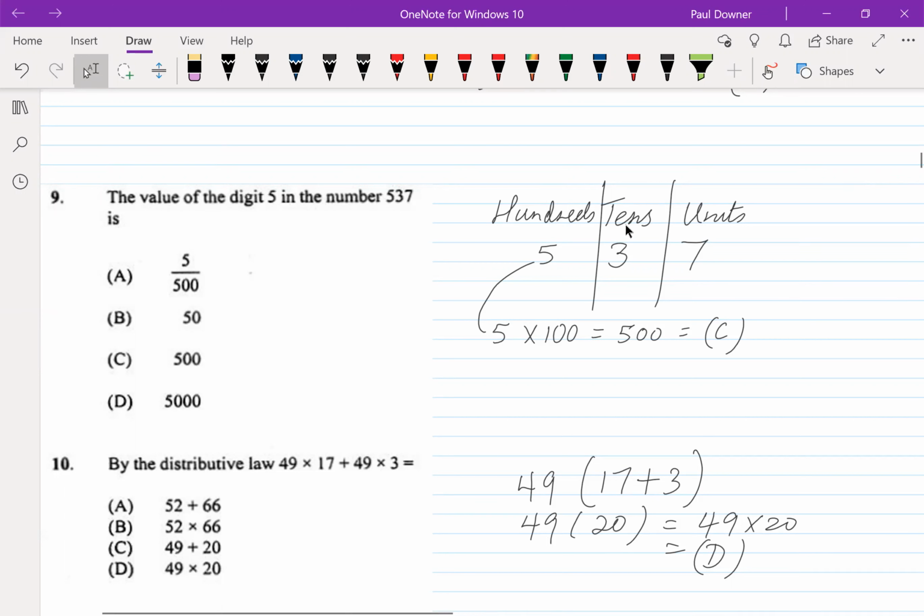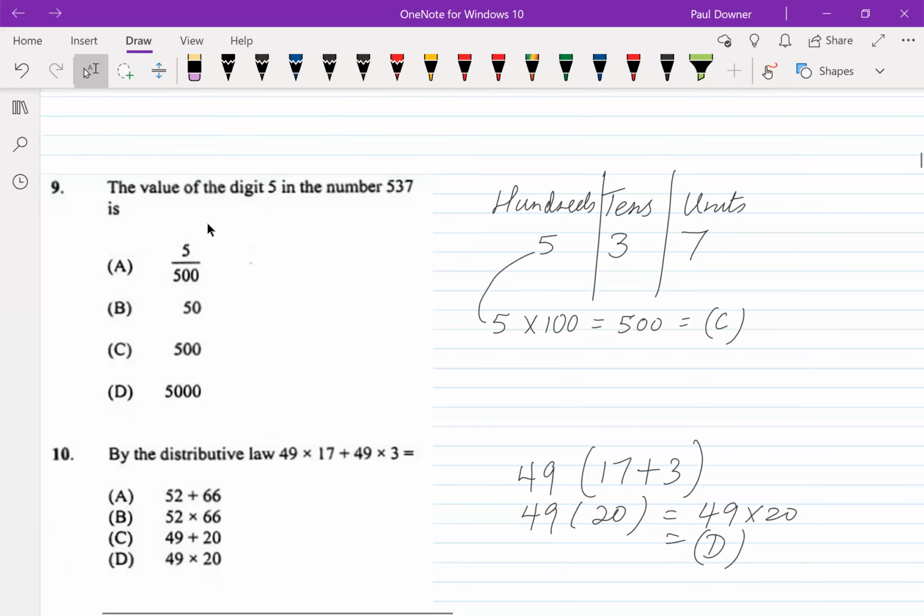If this one, the place value would be tens. The place value here would be ones, right? Or some people will say 100s, 10s, ones, right? So you have to be aware that the value is different from the place value, okay? So be aware of that.